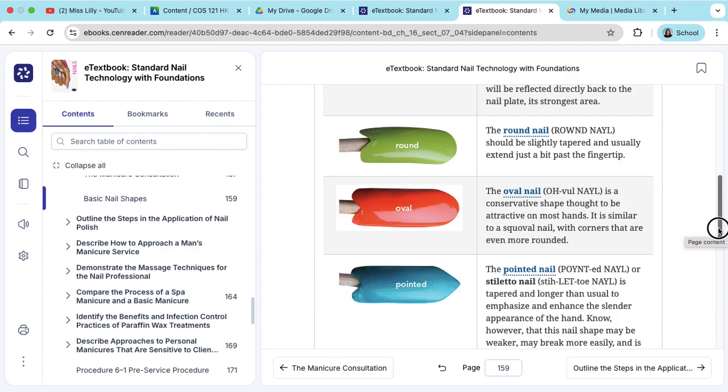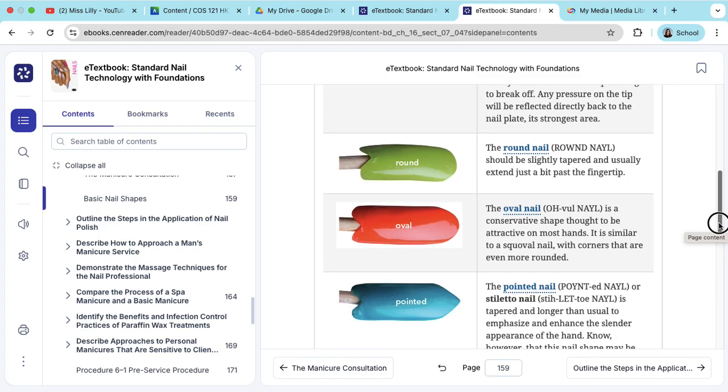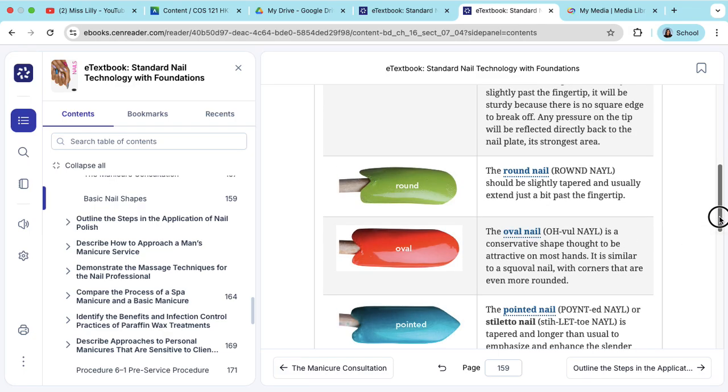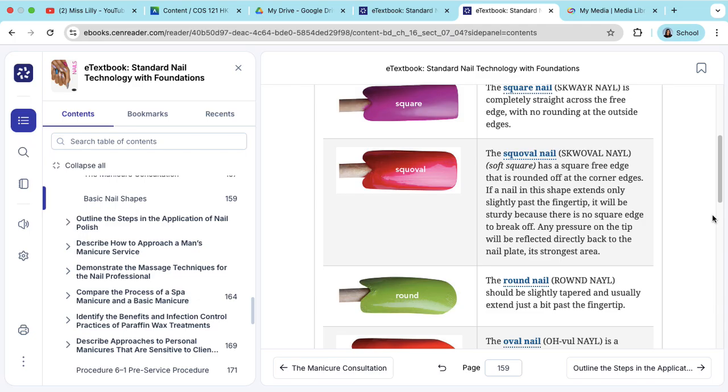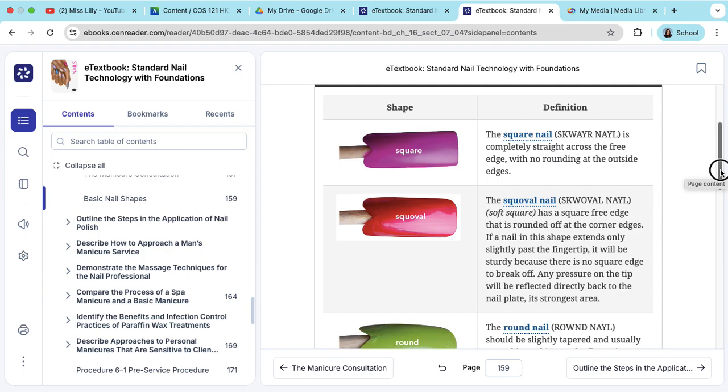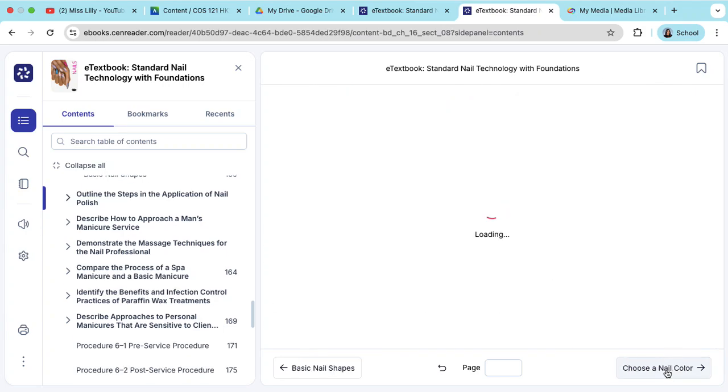The oval nails are similar to squoval, but with corners that are more rounded. The round nail should be slightly tapered and usually extend just a bit past the fingertip. Squoval nail is a soft square, and it says it has rounded off corner edges. Square nail is completely straight across the free edge with no rounding in the outside edges.